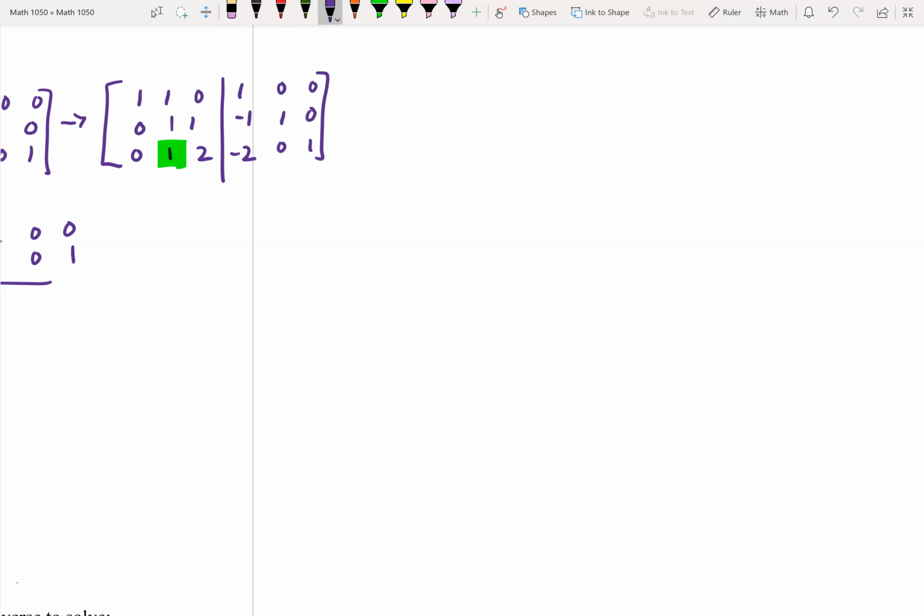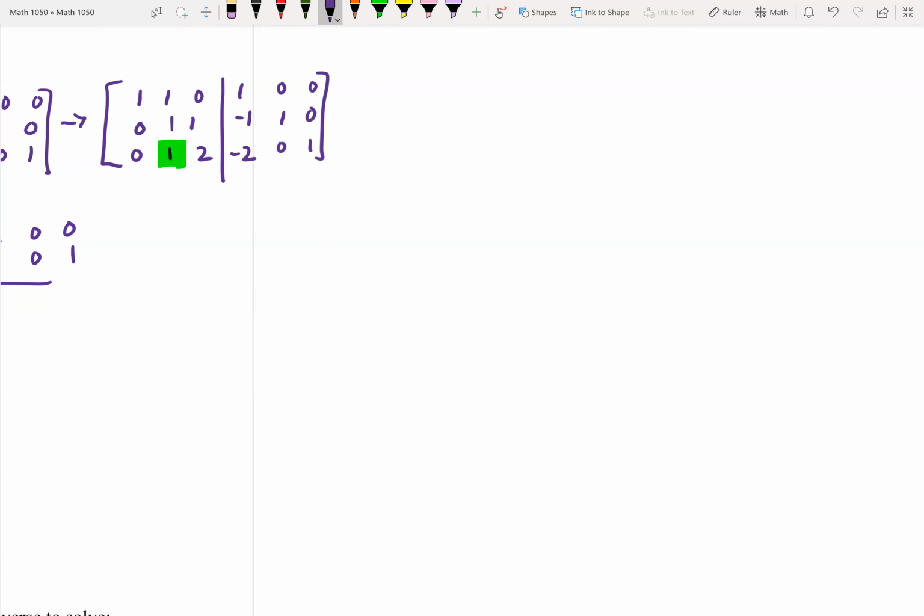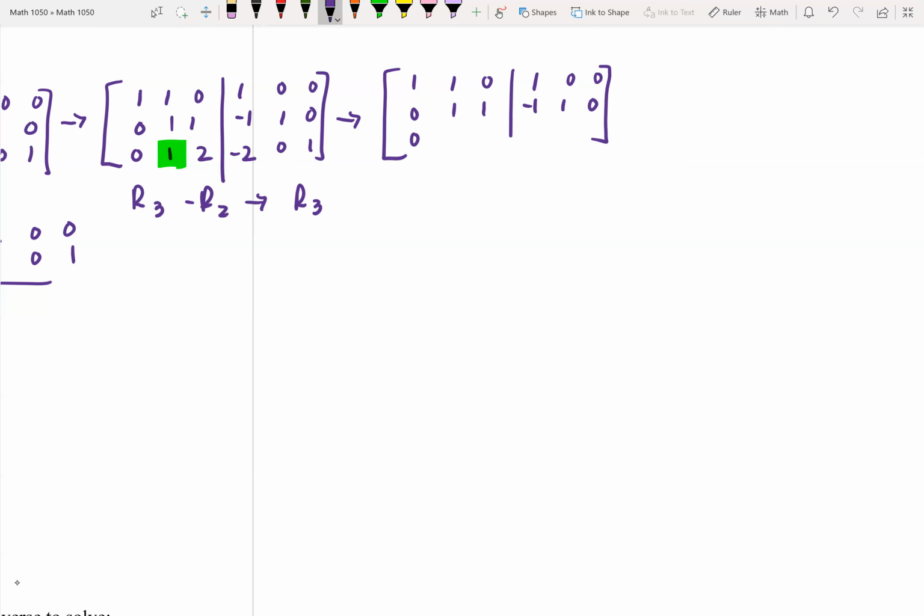So should I go row 2 minus row 3 or row 3 minus row 2, you guys? 3 minus 2. Then I get a 2 for 1. Row 3 minus row 2 becomes my new row 3. So row 1 doesn't change. Row 2 doesn't change. Row 3 minus row 2, 0 minus 0, 0. 1 minus 1, 0. 2 minus 1, 1. Negative 2 minus a negative 1, that's a negative 2 plus 1, which is a negative 1. 0 minus 1 is negative 1. 1 minus 0 is a 1.